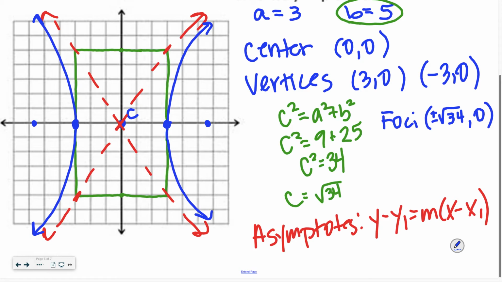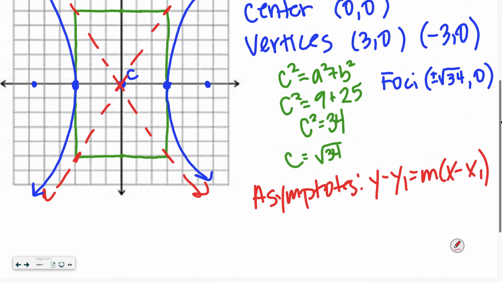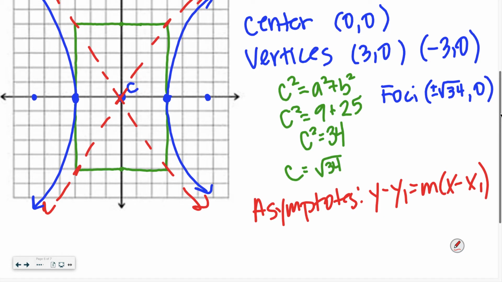And we need to actually write down the equation of these asymptotes. Now remember, both of these asymptotes go through the center. So I'm going to use our center as the y1 and the x1. So our center is 0, 0. So I have y minus 0 equals our slope times x minus 0. I'll write that for you so you can see.